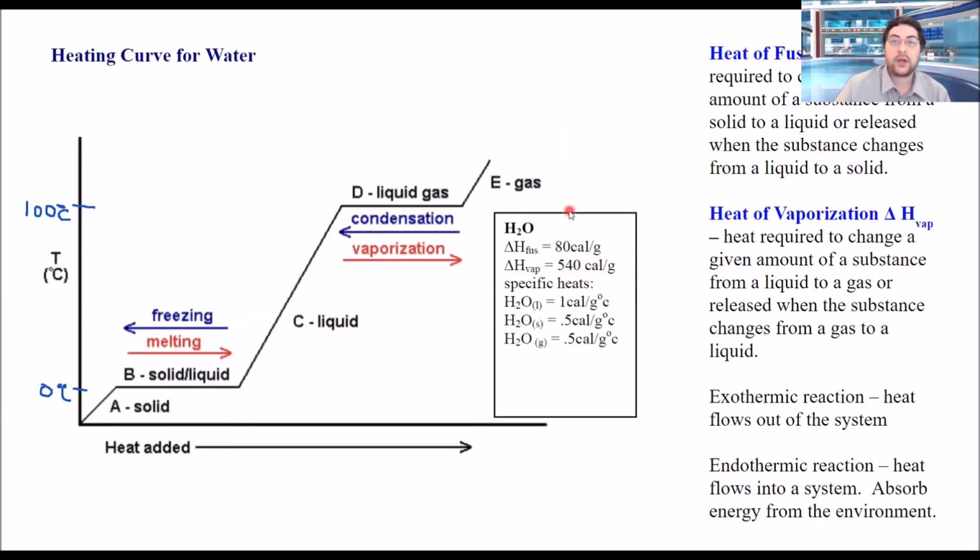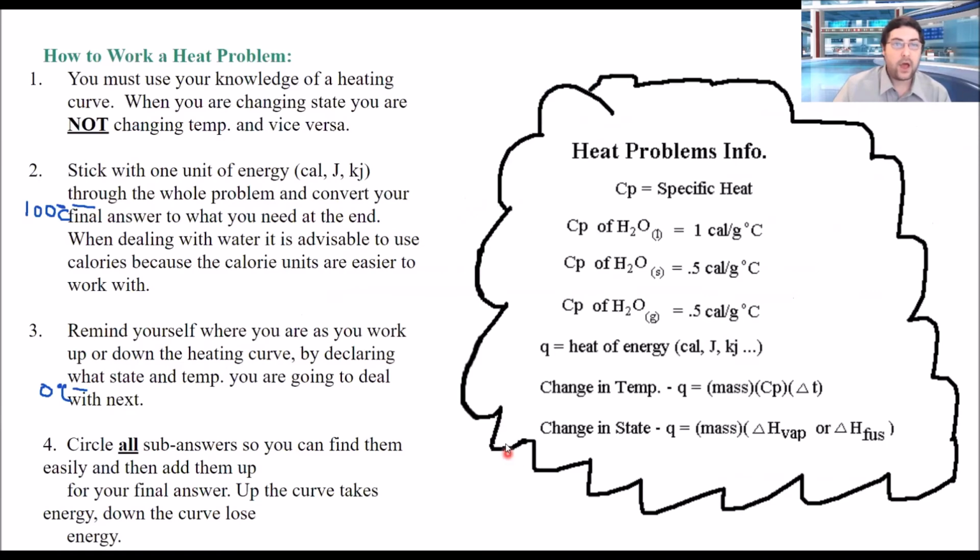So depending on which way you're moving on the heat curve, either you're moving in this direction up the heat curve or this direction down the heat curve, you would need to either use positive or negative numbers for that. Okay.